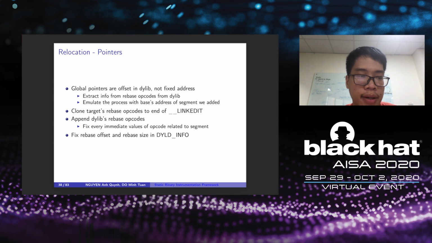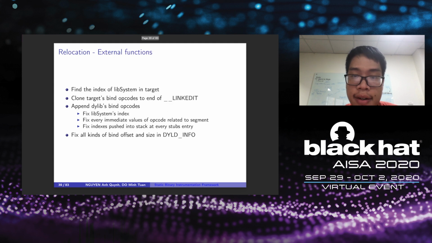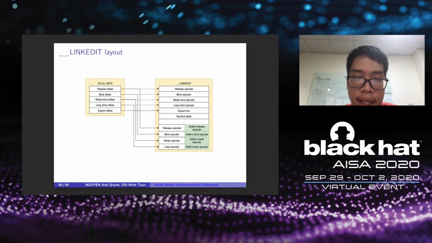So now I have enough ability to control dyld to do what I want. For pointer relocation, I clone the original rebase opcodes to the end of the link edit segment. Then I append the library's opcodes. I also need to fix some information in the segment header. And I not only do the same for binding opcodes, but also fix libsystem's index and the stack index when pushing arguments. Here is the new link edit layout.